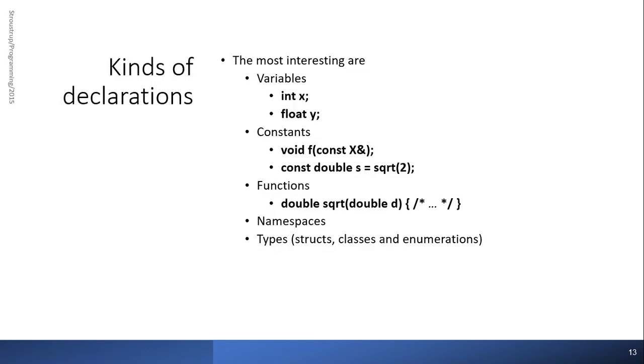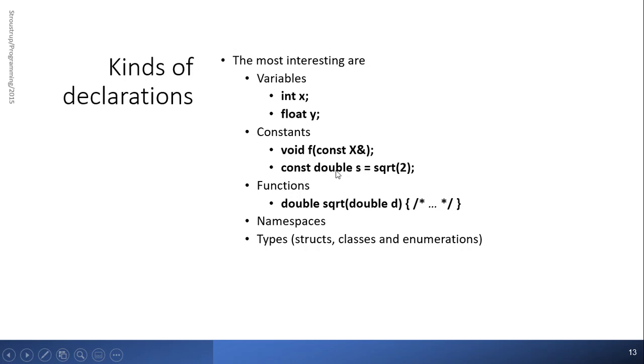Okay, so the kinds of declarations that we have done so far. We have declared variables, like integer variables and float variables. This is a declaration as well as a definition. We have declared constants, so const int x is equal to something. So we have declared constant variables. Here in this program, for example, const double s, and we are initializing it with a call to the function square root. So we are initializing s with the square root of 2.